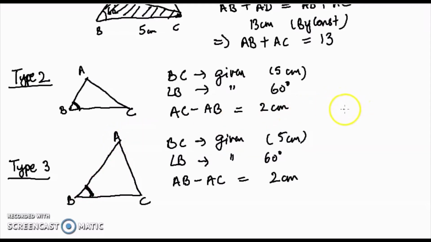When you are constructing this, first you will construct the base BC, that is 5 centimeter. Then you will make angle B 60 degree. Now because you know here AC minus AB is given to you as 2 centimeter, which is the bigger side, from here you will come to know. Obviously bigger minus smaller is given as 2 centimeter. So AC is the bigger side, AB is the smaller side.